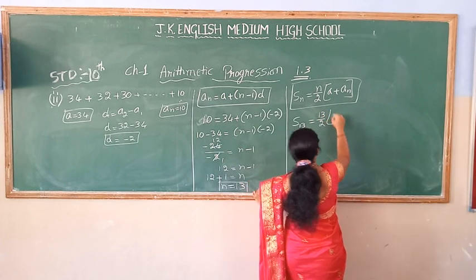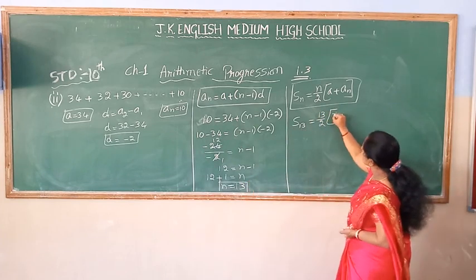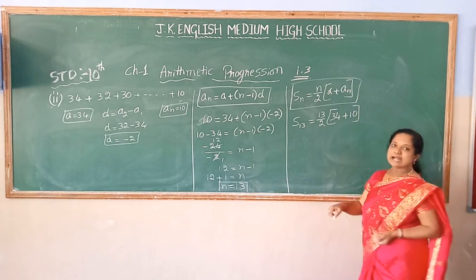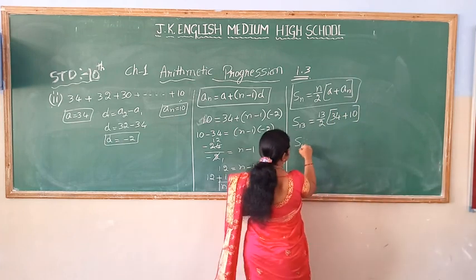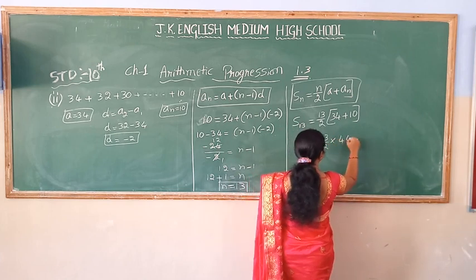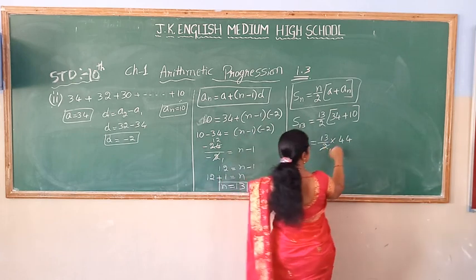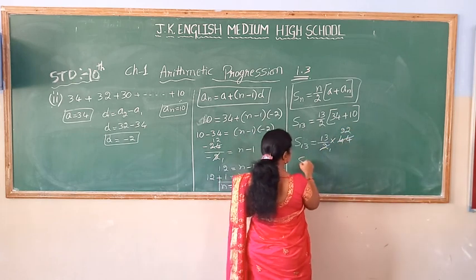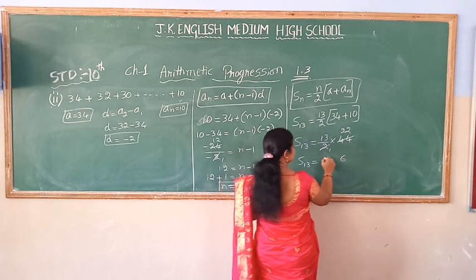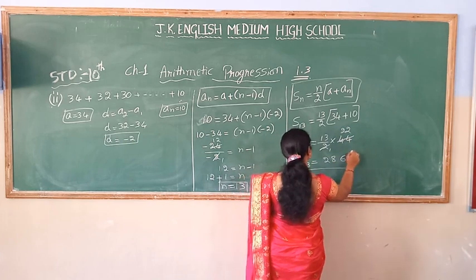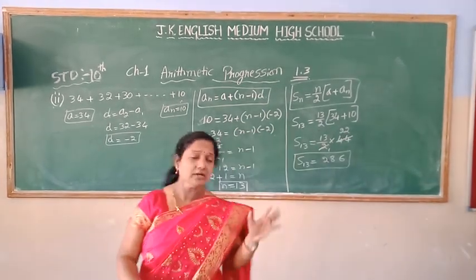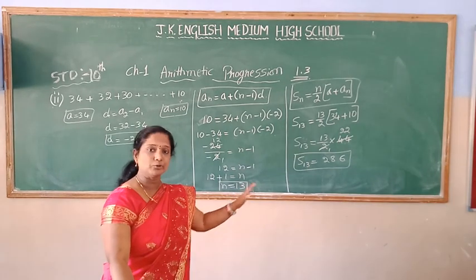13 by 2. The a value, what? 34, write it, 34. Plus An, the nth term value, is 10. Substitute and simplify now. So the sum of 13 terms is equal to 13 divided by 2 into 44. So you divide now, 2 ones are 2, 2 twenty-twos are 44, and the sum of 13 terms of this AP is equal to 286, we got.